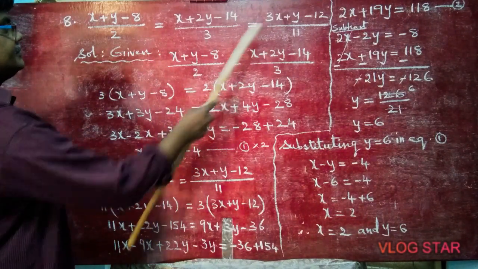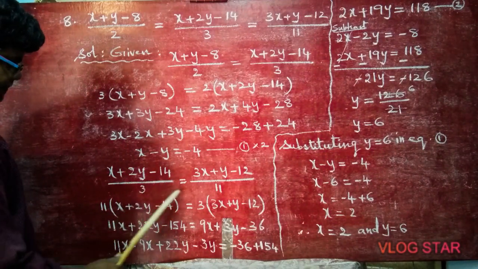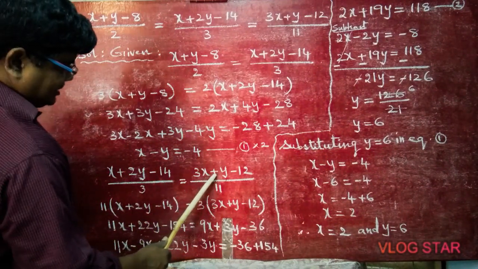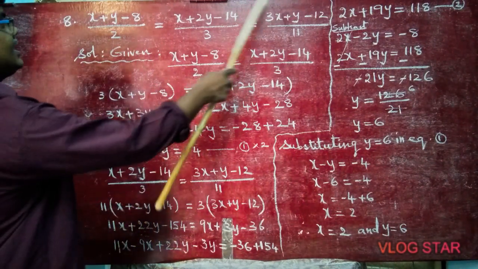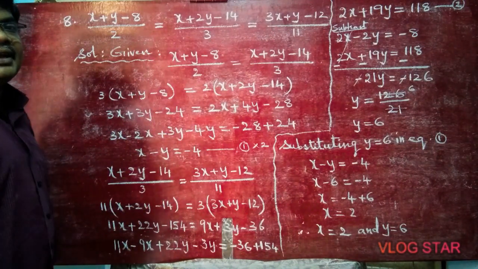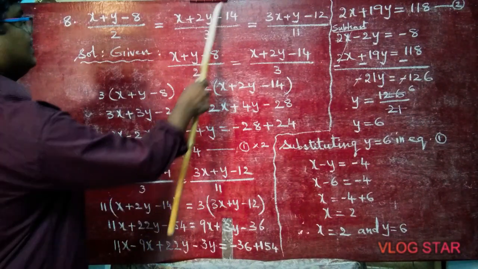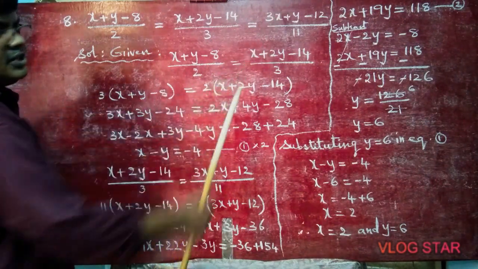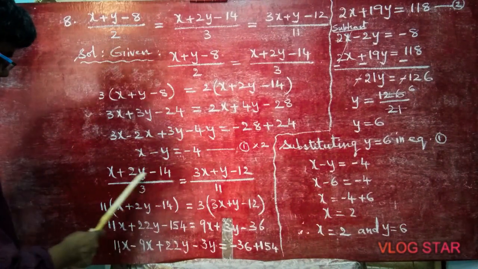Go for the second one. (x + 2y - 14)/3 = (3x + y - 12)/11. Sir, I will take first and last, no problem. Any equation you can take and compare. Are you able to follow? So first with these two you took. Next, sir, if you take first and last, you will get the same answer again. No problem. Now again do cross multiplication.